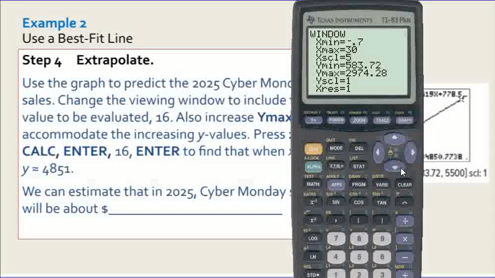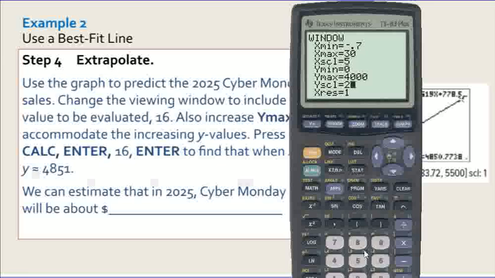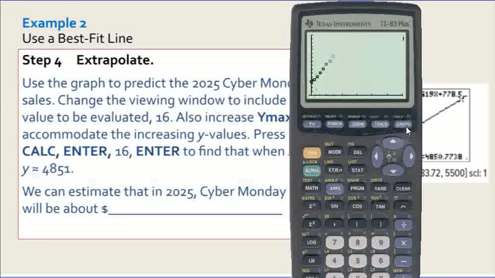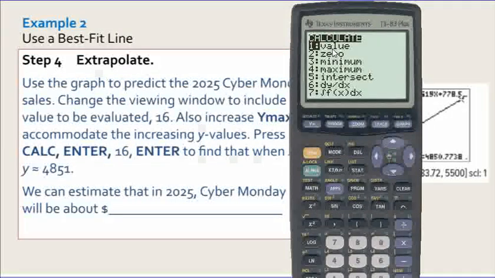The Y minimum, we'll just do 0 as the minimum. The maximum, I'm just going to make it 4,000. The scale, let's count by 250. And let's see what that looks like there. And now if we hit second, trace, calculate, we want to find the value.